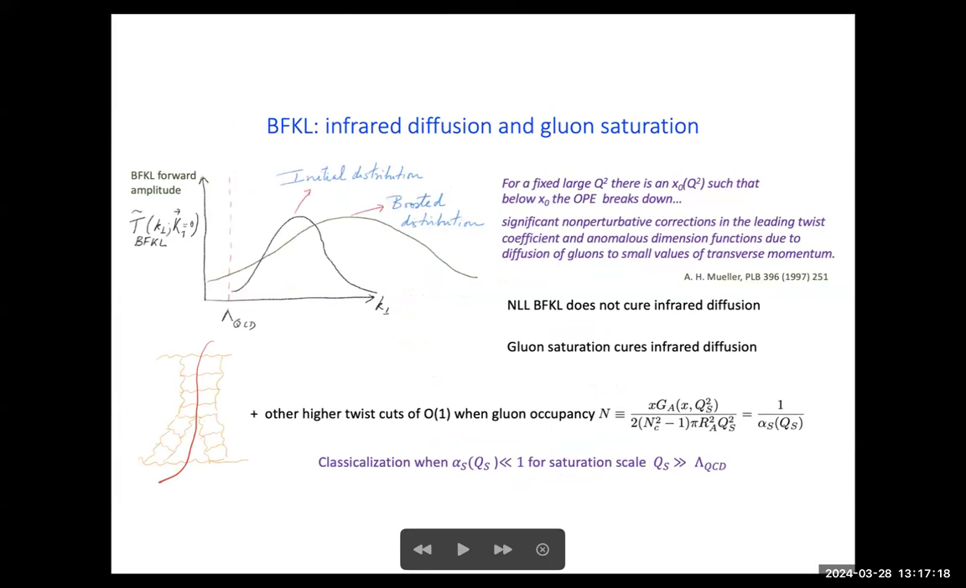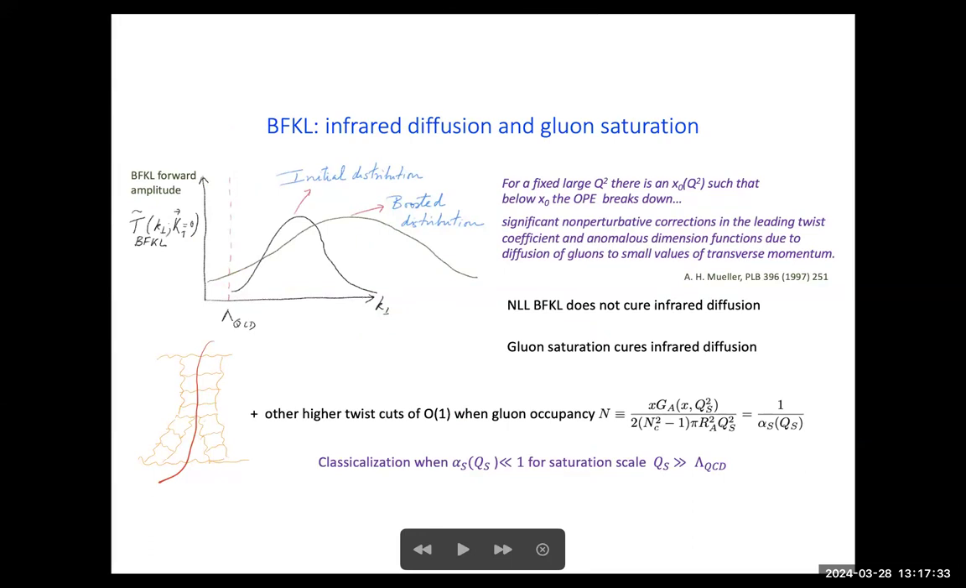Now, so what happens, right? Imagine you're going to higher and higher energies, you're producing more and more gluons. They're bigger and bigger gluons. They're slower and slower gluons. And so the question is, does the cross section explode? Do you violate the Froissart bound in high energy scattering?